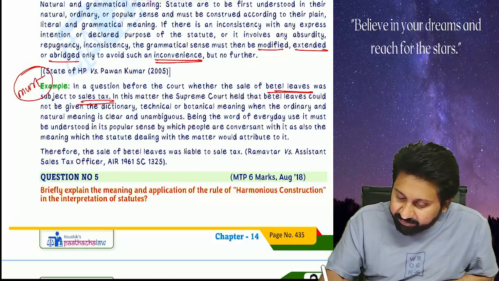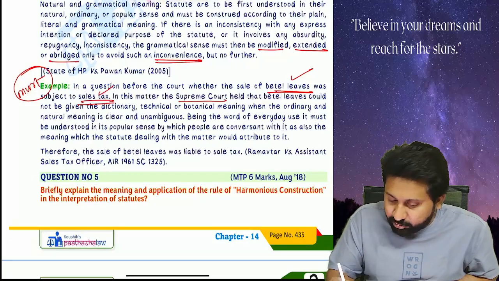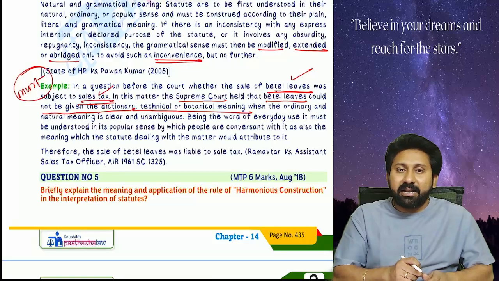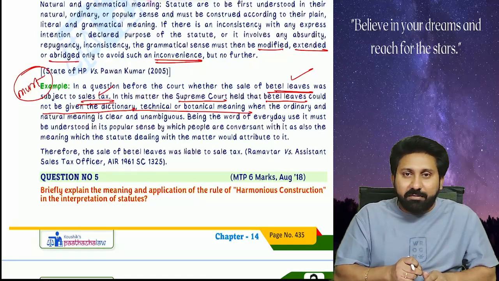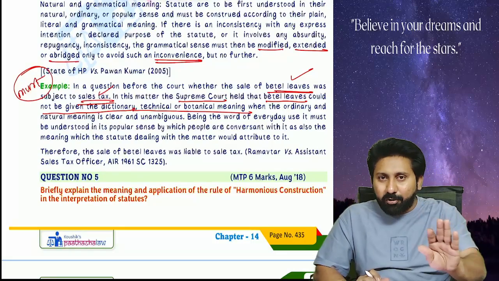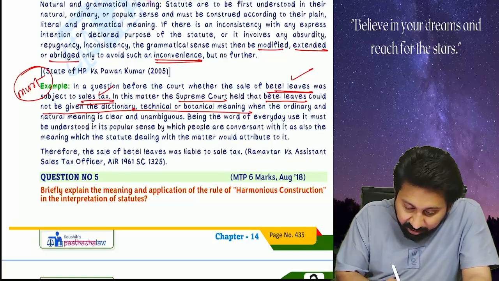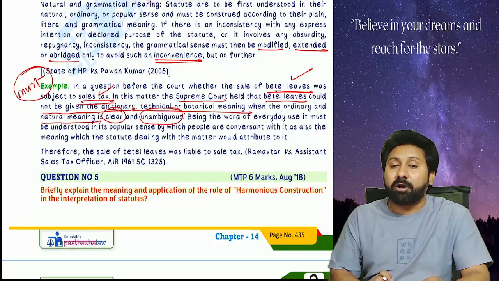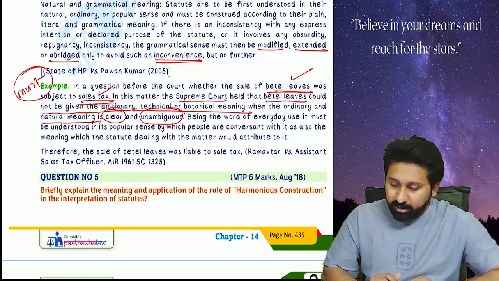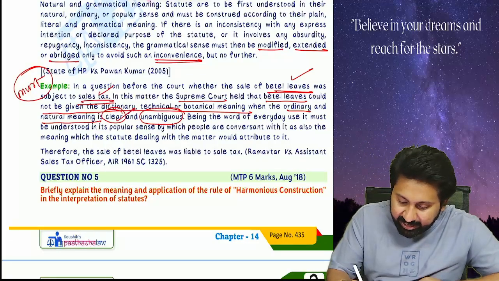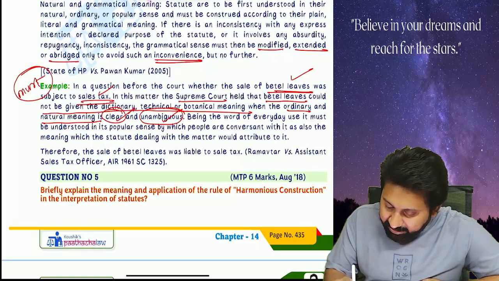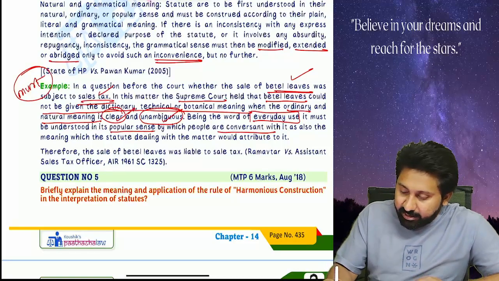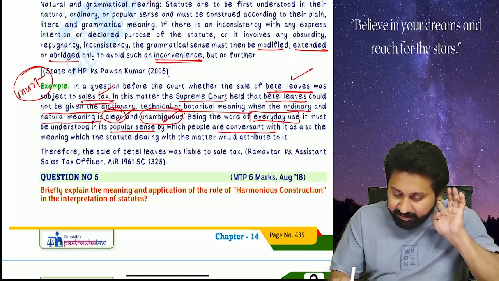So, in the question before the court, whether sale of betel leaves was subjected to sales tax, the Supreme Court held that betel leaves could not be given a dictionary, technical or botanical meaning. Why? People popularly know betel leaf in one way, so apply only that meaning. When the ordinary and natural meaning is clear and unambiguous, you need not give a technical or botanical meaning as per science. Being a word of everyday use, it must be understood in its popular sense by which people are conversant with it, as also the meaning which the statute dealing with the matter would attribute to it.